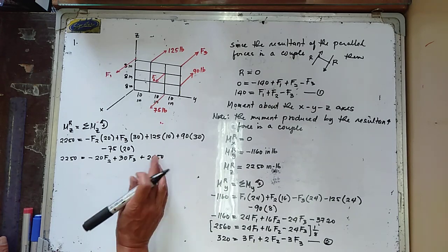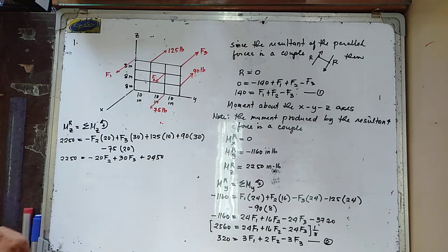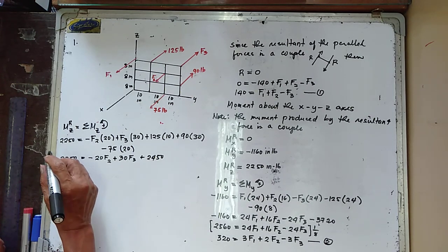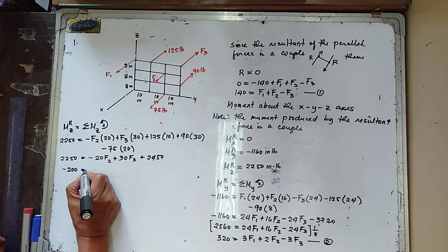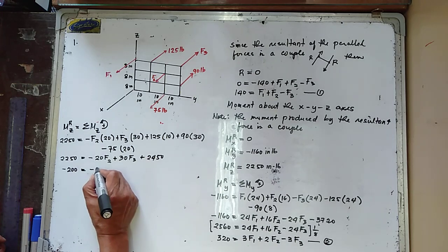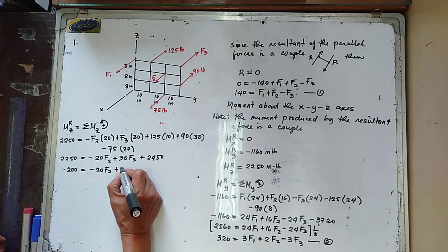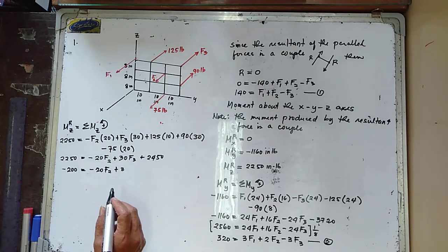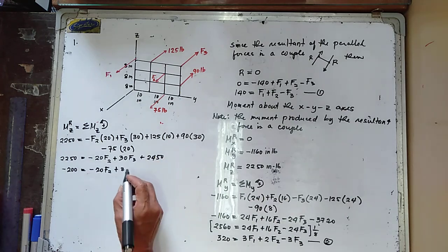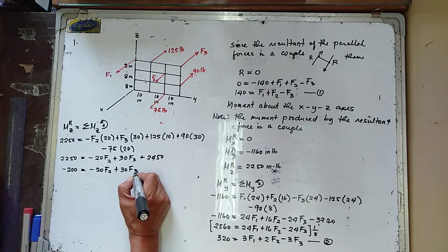So let us transpose this to the other side of the equation. Minus 2450 plus 2250 is negative 200. And this is therefore equal to minus 20F2 plus 30F3.